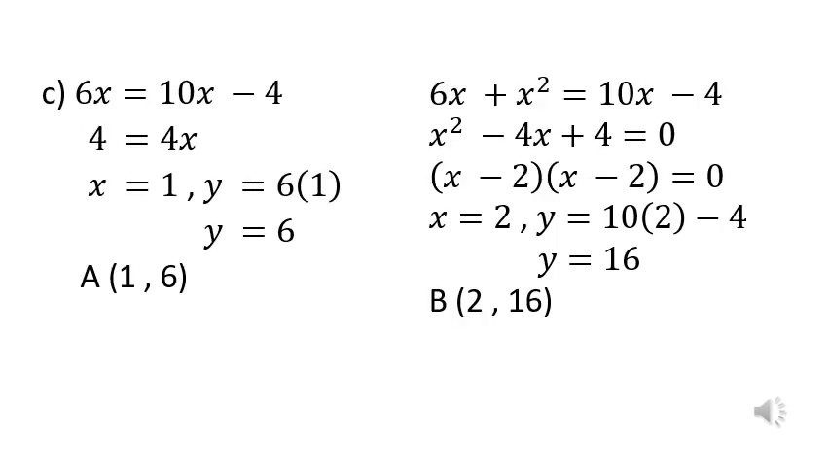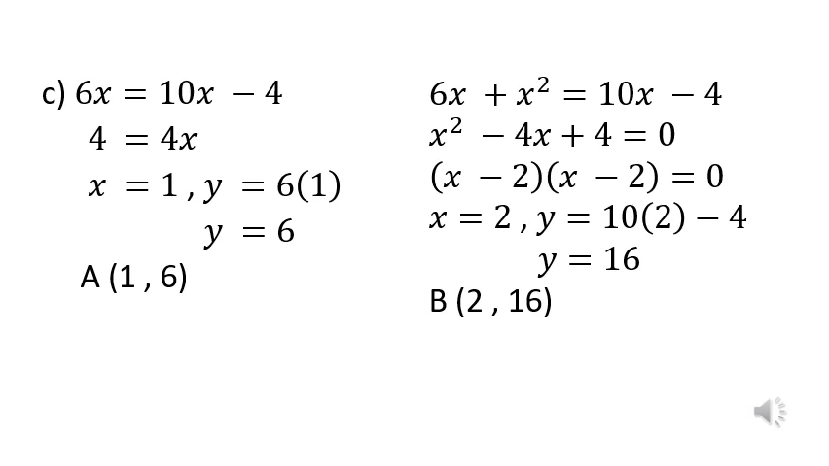For C, the question asks us, given that the two tangents to the curve intersect at A, find the coordinates of A, then find the enclosed area by the tangent and the curve. So we find A first. As the question said, the two tangents intersect at A. So we can let them equal to each other.